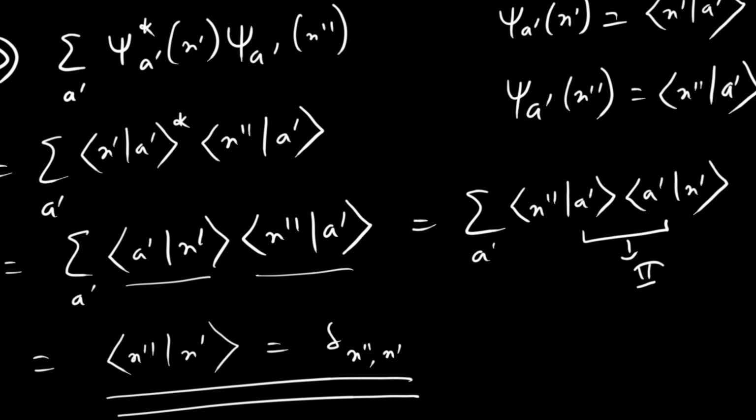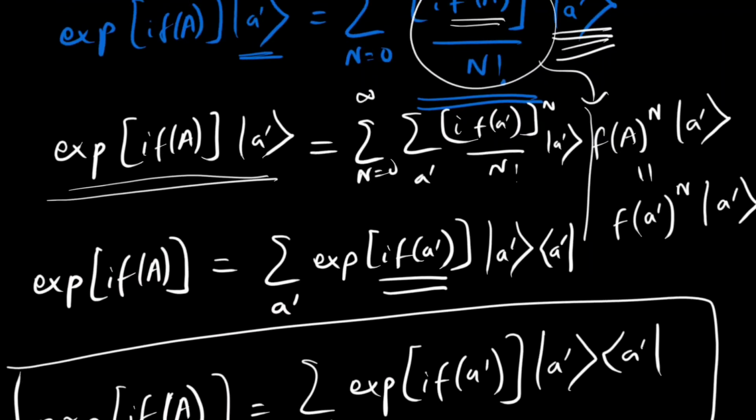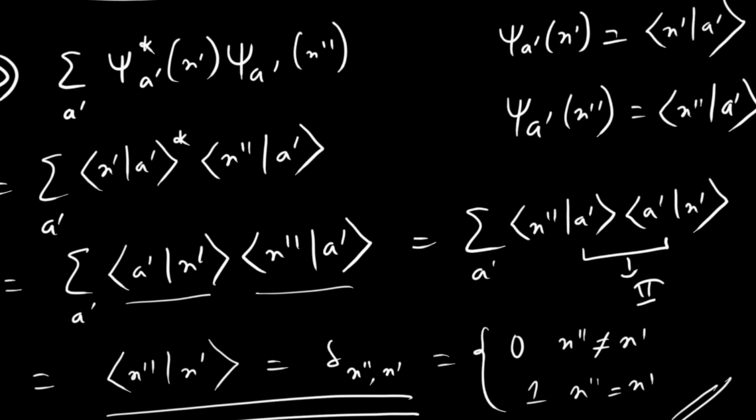It's just a Kronecker delta of x double prime x prime, and it will be 0 when x double prime is not equal to x prime, and 1 when x double prime is equal to x prime. That was all of this question. Yeah, thank you for watching.